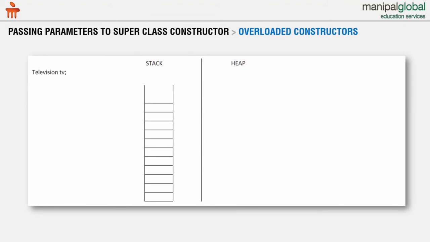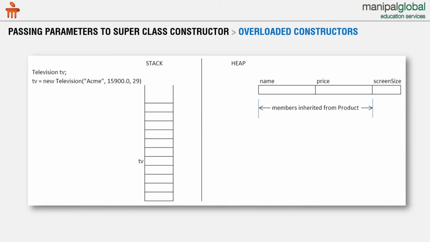So here is the modified constructor in action. We create the TV variable just like in the previous case. We create an object, but this time the Television constructor takes three different parameters. The first two correspond to the name and price, and the third one corresponds to the size of that. Now that we got it, an object gets created, a reference gets created, and the reference is assigned to the TV.